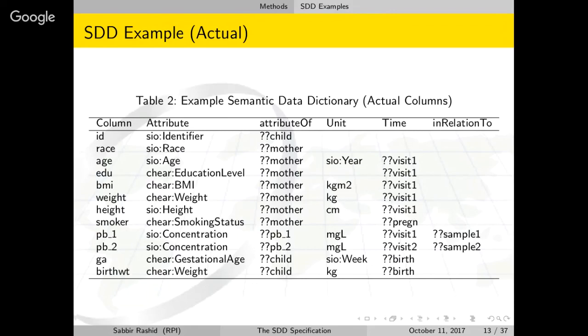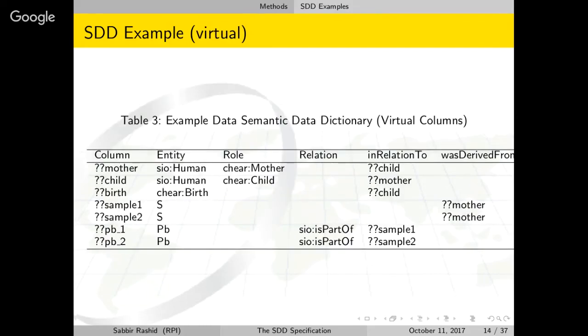A virtual column defined, more refined. Right. So any variable entry or virtual entry which has a question mark in front of its name has to be defined as a virtual column. Okay, so we see that.